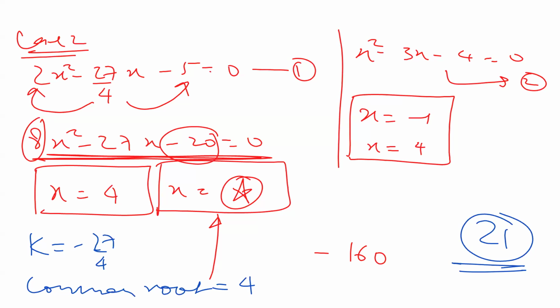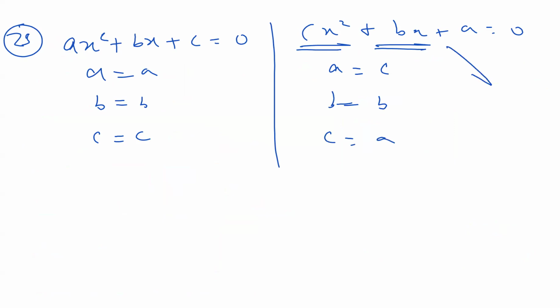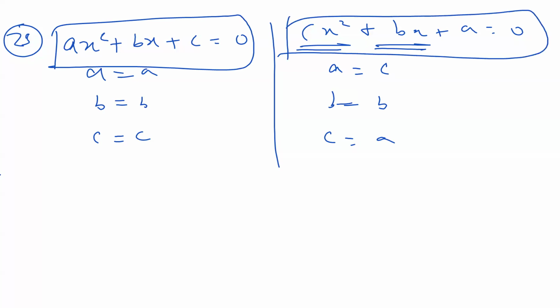And question number 23. Let's solve question number 23. The first equation over there is ax square plus bx plus c equal to 0. So a is a, b is b, c is c. The second quadratic equation is cx square plus bx plus a equal to 0. So a is c, b is b, and c is a. You're comparing this with what? The ax square plus bx plus c format, right? Guys, you understood this much? This is the first quadratic equation. This is the second quadratic equation, right?